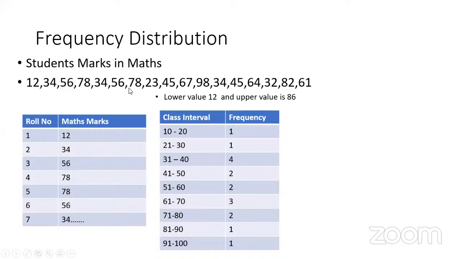But if it is a very huge set of values going on and on, then I need to do the grouping. How I do the grouping is where the concept of class interval comes in. So I pick up one range, and how do you pick this range? You have to start from the lowest value of the given data set till the highest value. Whichever number is low should be involved, and whichever number is high should also be involved.